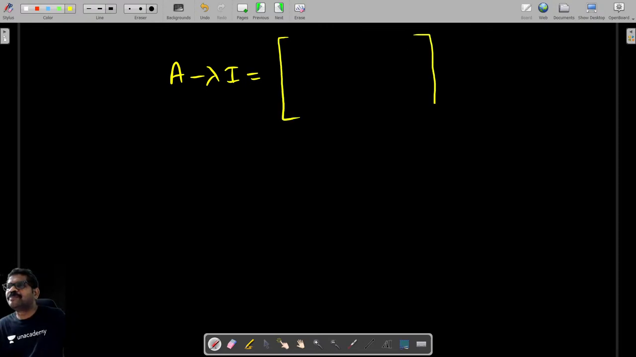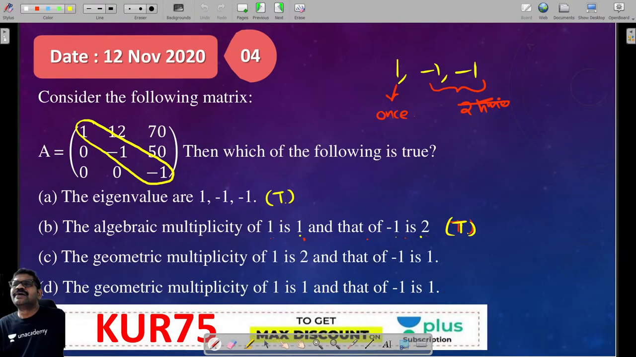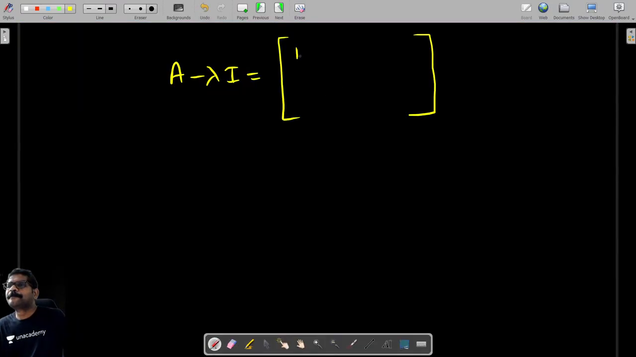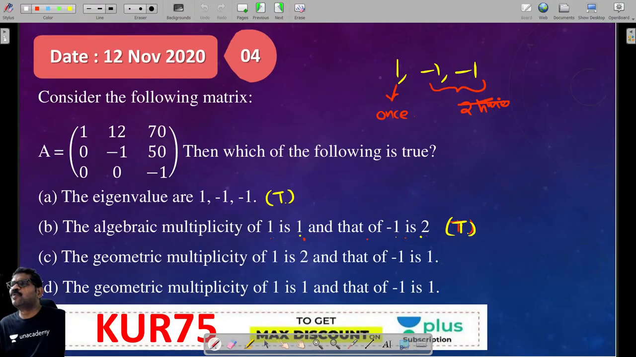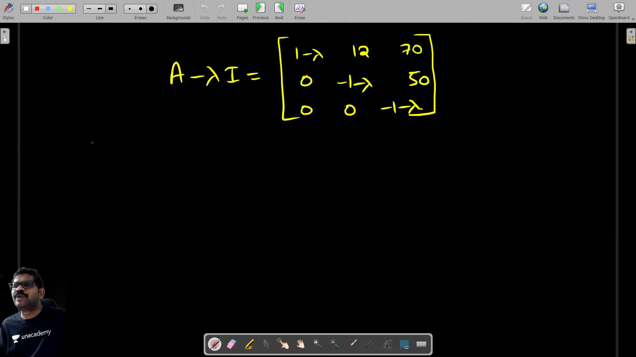A minus lambda I equal to here. 1 minus lambda, 1, 2, 7, 0, next 0, minus 1 minus lambda, 5, 0, 0, 0, minus 1 minus lambda. Now here observe the first eigenvalue, 1, corresponding to lambda equal to 1.